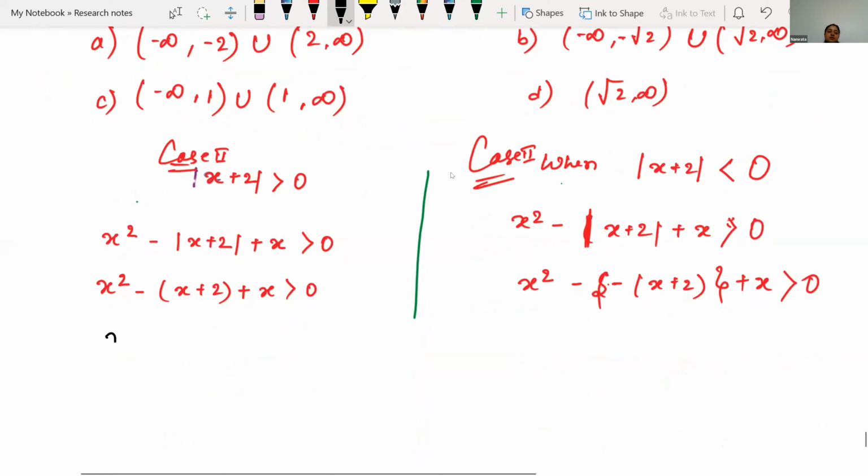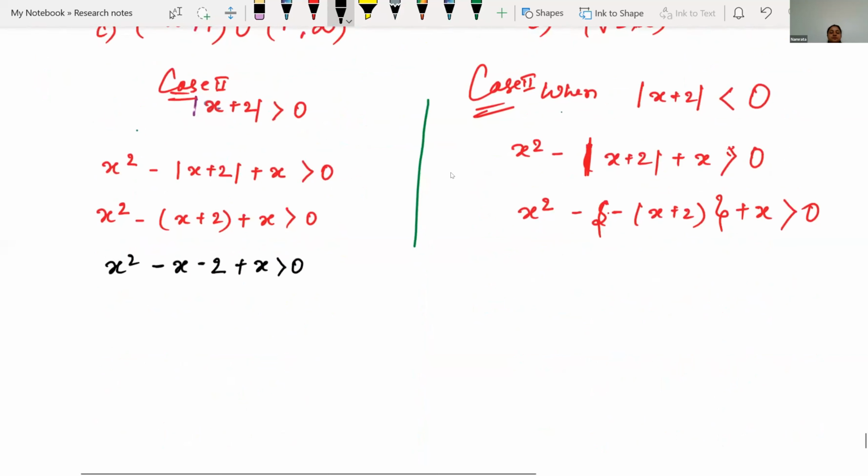So let's solve this. x square minus x minus 2 plus x is greater than 0. Is it okay? Here x and x will cancel out each other. We will be having x square minus 2 greater than 0. We will be having x plus root 2 and x minus root 2, using a plus b and a minus b. Are you getting it?